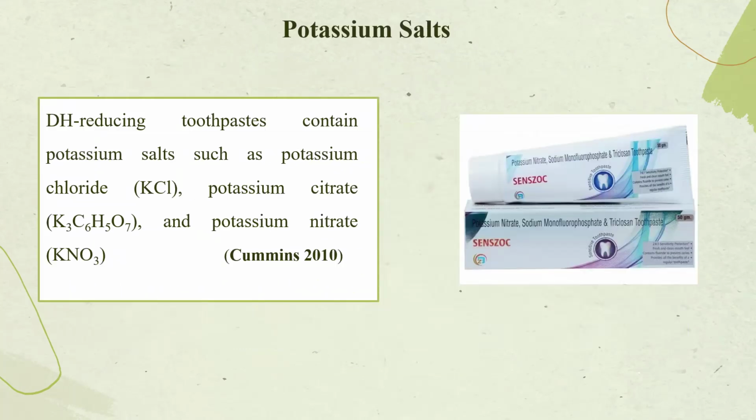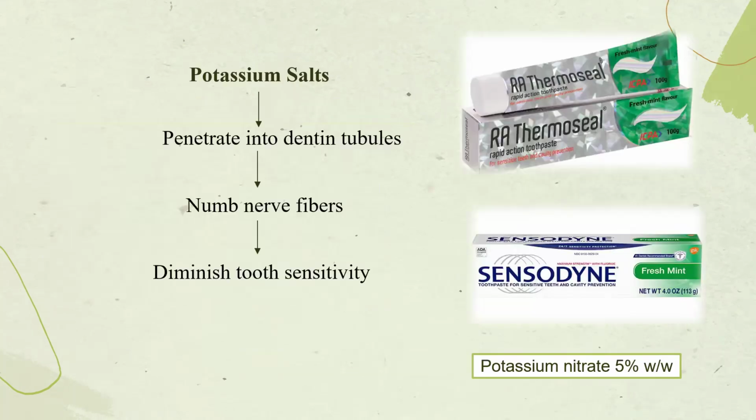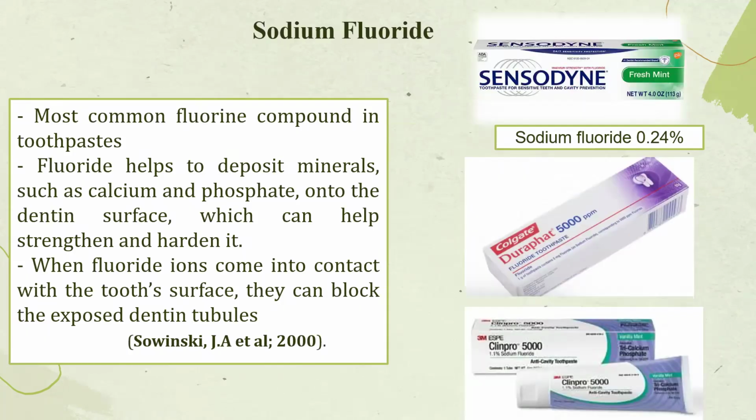First one, desensitizing dentifrices, which contain potassium salts such as potassium chloride, potassium citrate, and potassium nitrate, can be used as an at-home technique. The main action of the potassium salts is that they penetrate into the dentinal tubules, numb the nerve fibers, and diminish the tooth sensitivity.